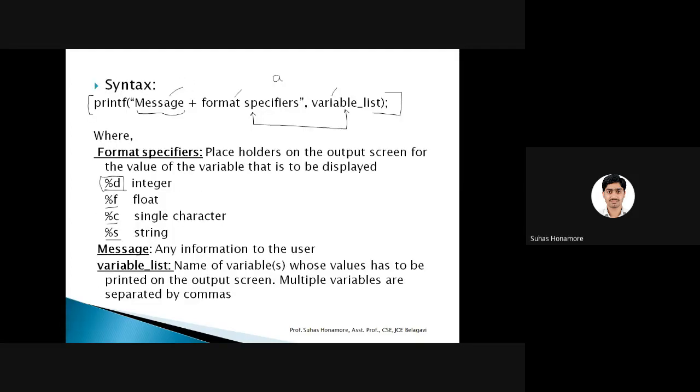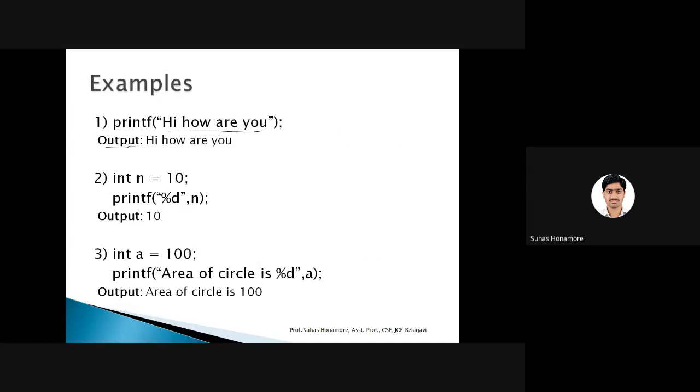Suppose this is the first example. Here we said that these three are optional, and these two are dependent on each other. Whenever you give a format specifier, you have to give the variable list, and whenever you give the variable list, you have to give the format specifier. These two are dependent on each other, but all three are optional. In the first example, we are displaying only the message.